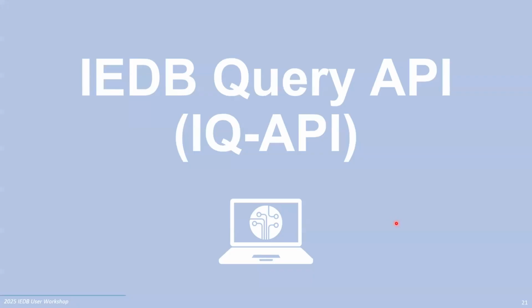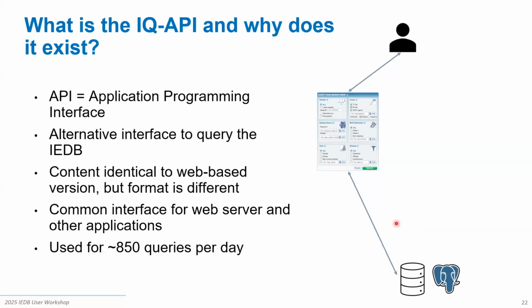So with that said, the final option to get data out of the IEDB is through the query API, the IQ API, which is how you would get the data out programmatically. So what is the API and why does it exist? An API is an application programming interface, which is a machine-based interface that you can write into that you can access via scripts or via projects to extract data programmatically out of the IEDB.